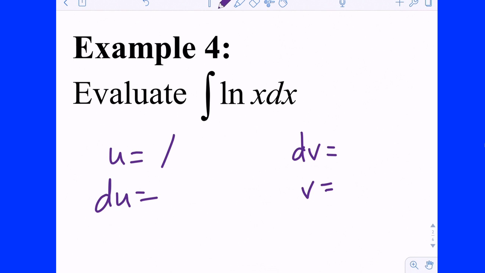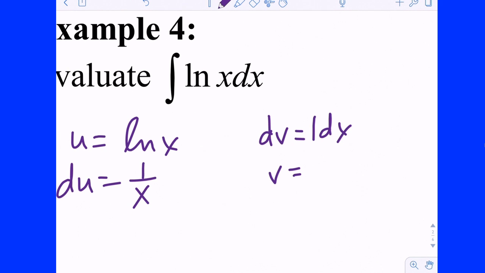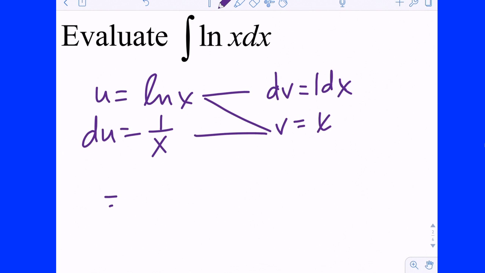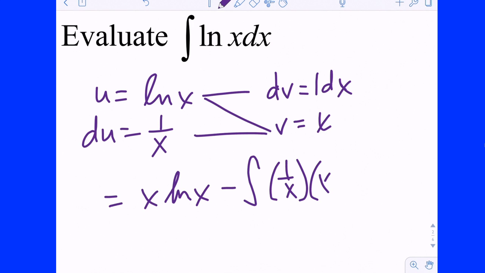You would call u ln of x. And dv, you would call 1 dx. It's kind of the implied factor that's there. And, of course, du is 1 over x, and v would be x. The antiderivative of 1 is x. So the backward Zorro method gives you x ln of x minus the integral of, always minus the integral of, the product, which is 1 over x times x. And notice I left the dx off right after the 1 over x, but I did put it in my integral, so I'll add it back up there.